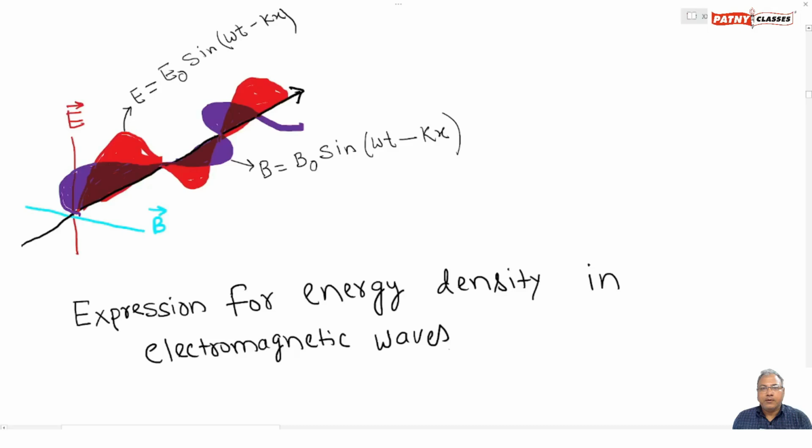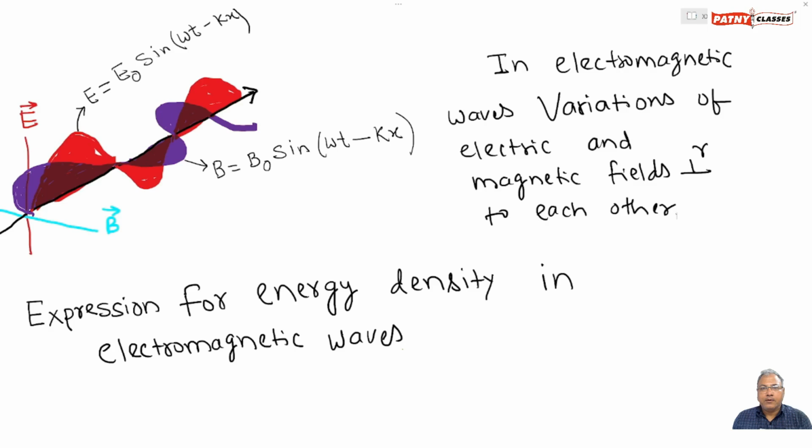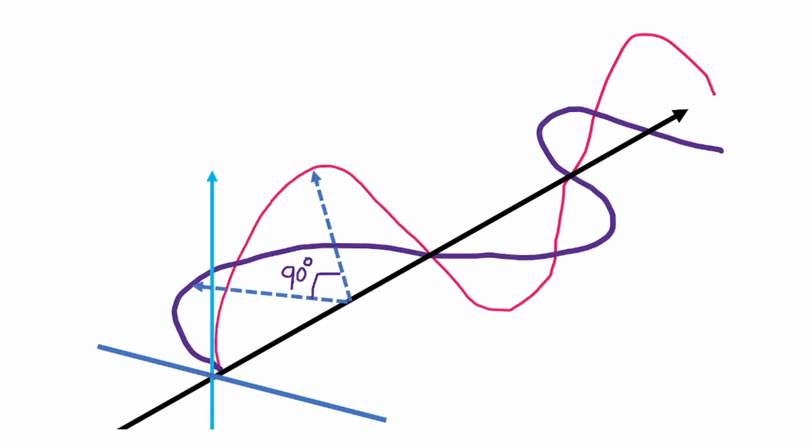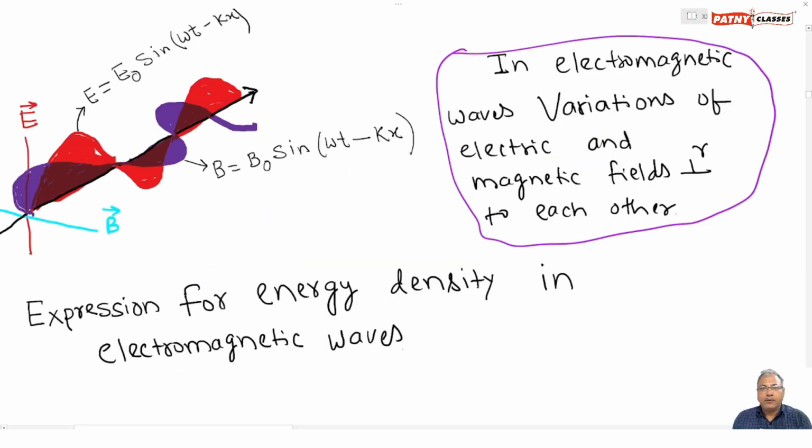In today's video, we are going to find the expression for energy density in electromagnetic waves. We know that in electromagnetic waves, the variations of electric and magnetic fields are perpendicular to each other. Here, the electric field is shown by the red color and the magnetic field is shown by the violet wave. So there are two waves, and they are both perpendicular to each other.